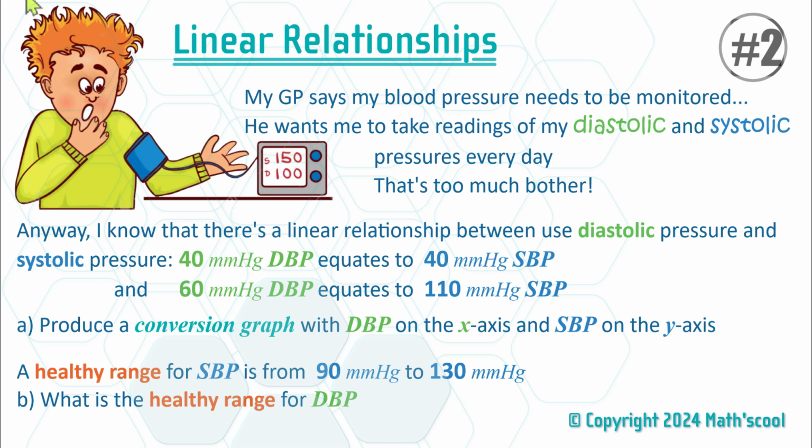So along the x-axis, you're going to put the diastolic blood pressure, and along the y-axis, you're going to put the systolic blood pressure. And one of the points you're going to use is 40, 40. And the other point you're going to use is 60, 110. And then you're going to connect that with a straight line. And then you're going to tell me the equation of the line. So give the equation.